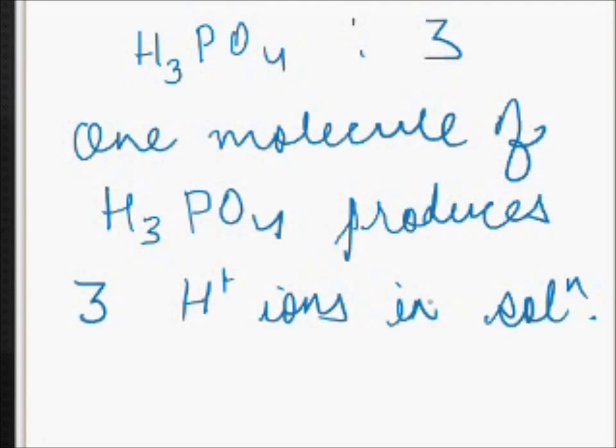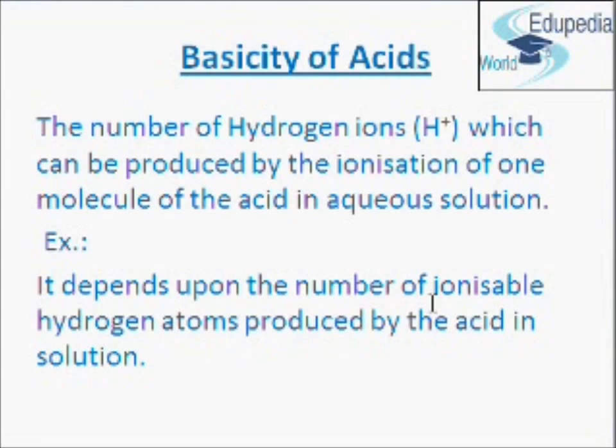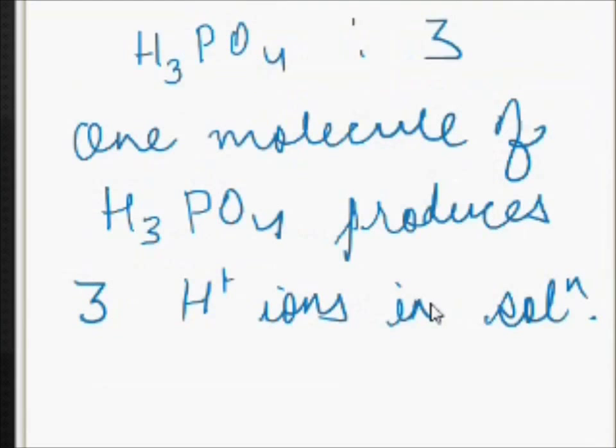Basicity of an acid does not depend upon the number of hydrogen atoms present in one molecule of the acid. It depends on the number of ionizable hydrogen atoms produced by the acid in solution. For example, ethanoic acid ionizes in solution to give only one H+ ion in solution, although it has 4 hydrogen atoms in its molecule. So ethanoic acid is a monobasic acid.